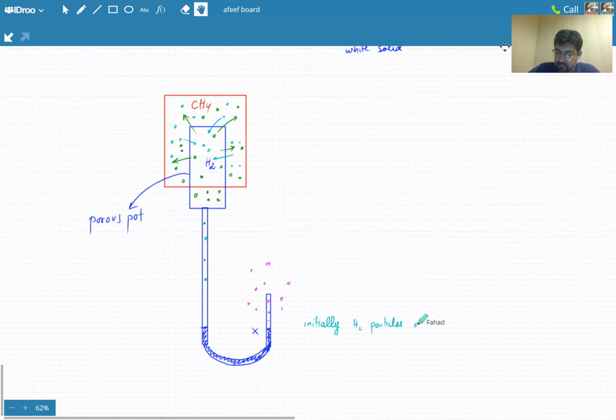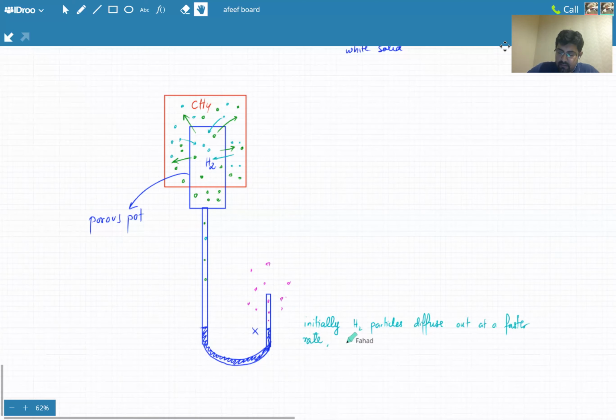Diffuse out at a faster rate. I said H2 particles, initially H2 particles diffuse out. I forgot to write out. So they diffuse at a faster rate. Okay.